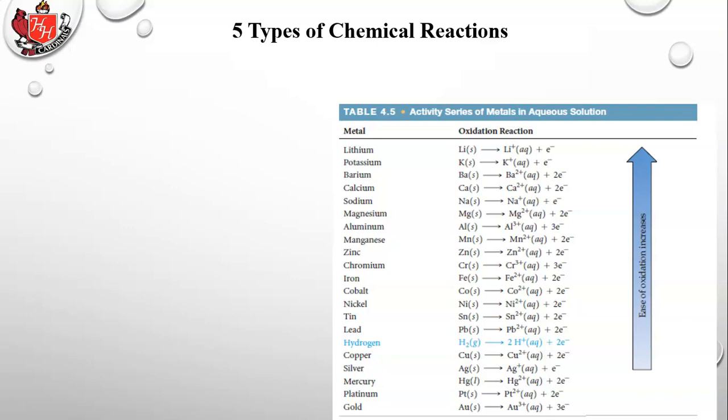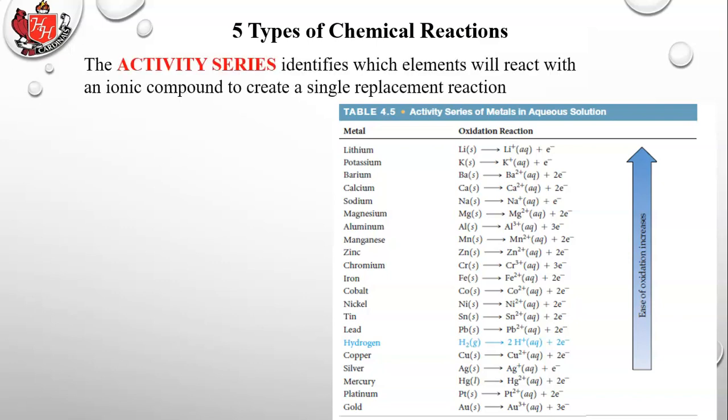So to understand single replacement reactions and whether they'll take place or not, in the last case, will the calcium and the zinc trade places or won't they? We use something called the activity series. And it's almost kind of a table of lower electronegativity, lower ionization energy elements. Going down the list, you go to higher electronegativity, higher ionization energy elements. So the activity series identifies which elements will react with an ionic compound to create a single replacement reaction.